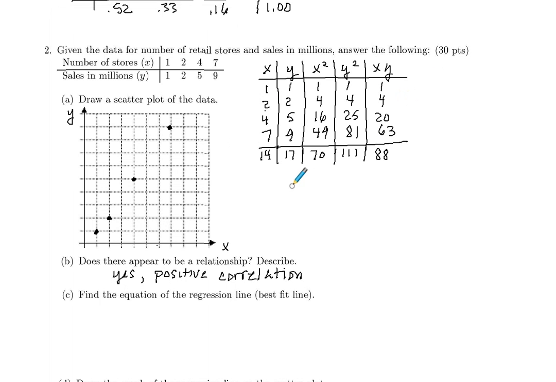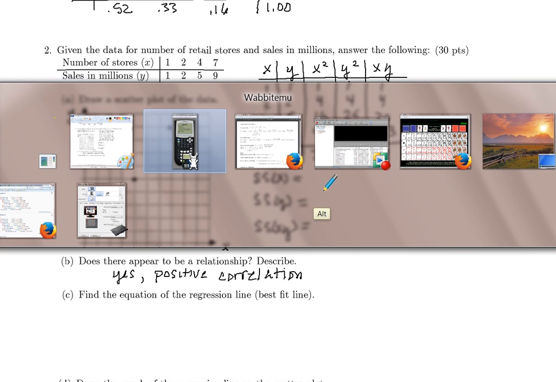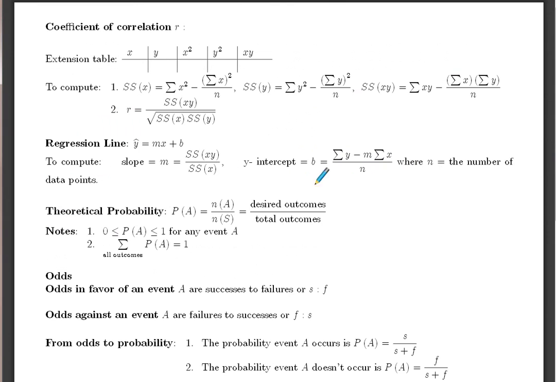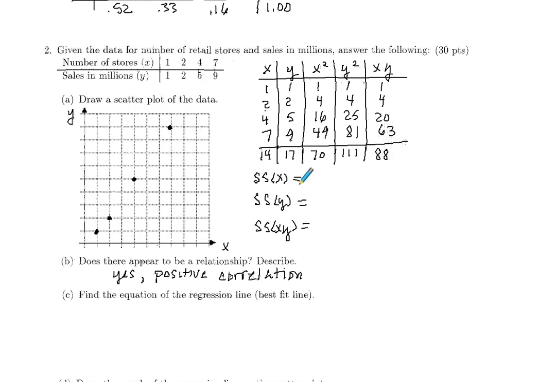Okay, so now next what we have to do is find the sum of squares of x, the sum of squares of y, and the sum of squares of xy. So just go ahead and write all three of those out to start. Again, what I'm doing is writing out sum of squares of x, sum of squares of y, sum of squares of xy, because we'll need them here, and then we'll need them down here too. So let's just go ahead and do everything.